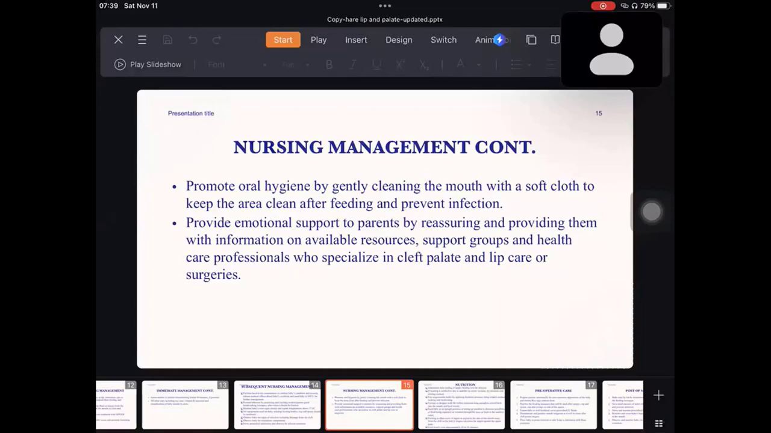We provide emotional support to the parents by reassuring them and providing them with the needed information or available resources to enable them to care for the neonate when they are in the facility and when they go home. And we should introduce them to professionals who specialize in cleft palate and lip, or the surgeries that are available to be done for the neonates.